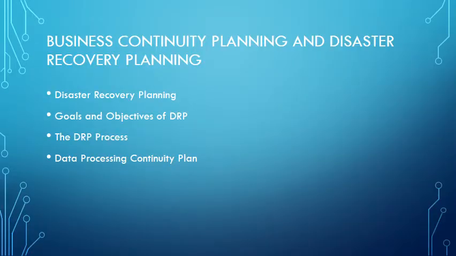So, what is business continuity planning and disaster recovery planning? This domain is all about the business. We're not talking about infringements of security policy or unauthorized access. Rather, this is about making contingency plans for a business threatening emergency and continuing the business in the event of a disaster. For this presentation, we'll be focusing on four aspects of it: disaster recovery planning, the goals and objectives of disaster recovery planning, DRP, the DRP process, and data processing continuity planning.